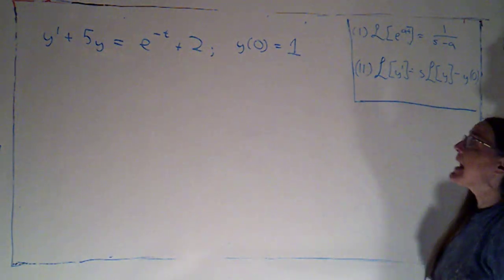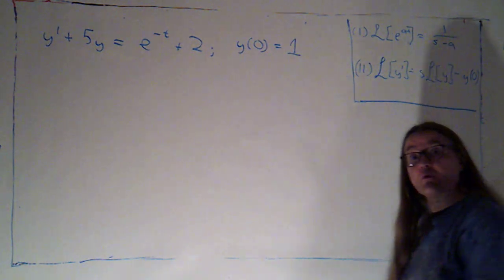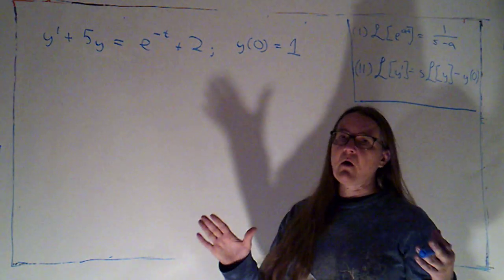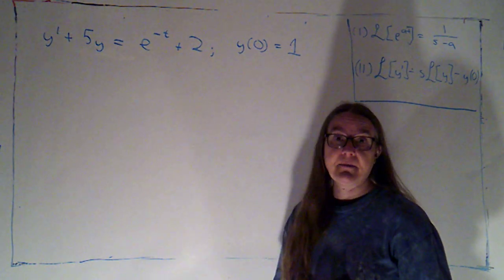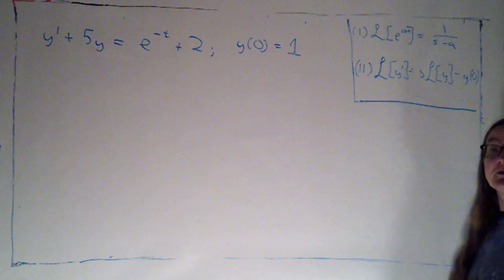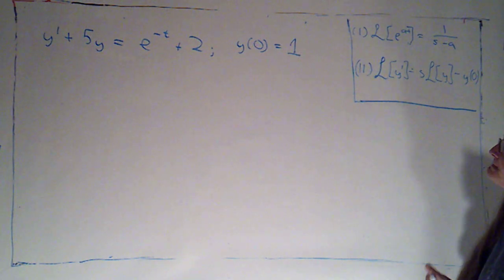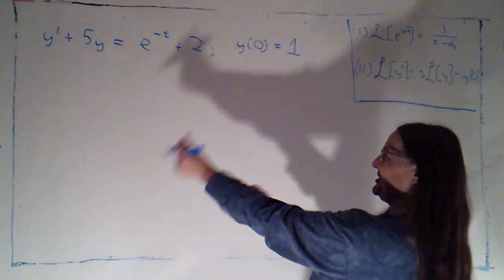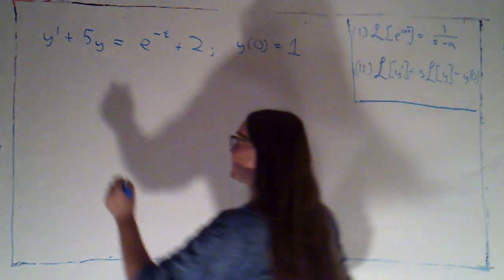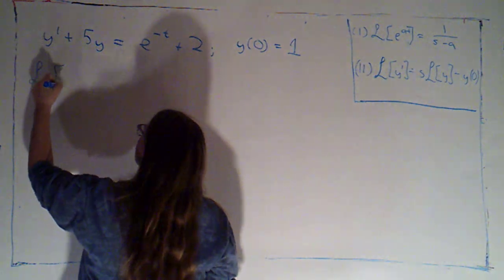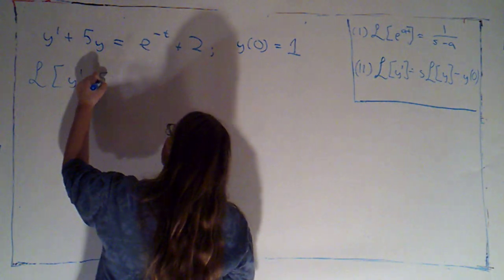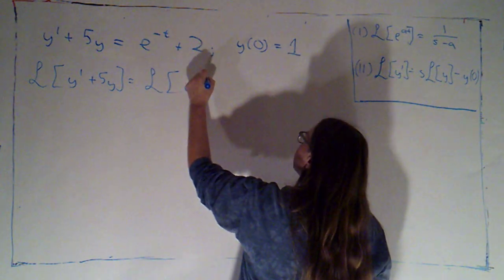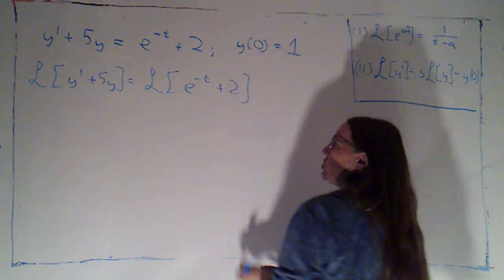I am also going to use the fact that the Laplace transform and the inverse Laplace transform are linear. Those we're going to use so often, I'm not going to bother to refer to them by number. But all the other formulas I'm going to refer to by number whenever I use them. So here's the basic idea. Here's my differential equation. I'm going to take the Laplace transform of both sides. So I'm going to say the Laplace transform of y prime plus 5y, well, that's equal to the Laplace transform of e to the negative t plus 2.